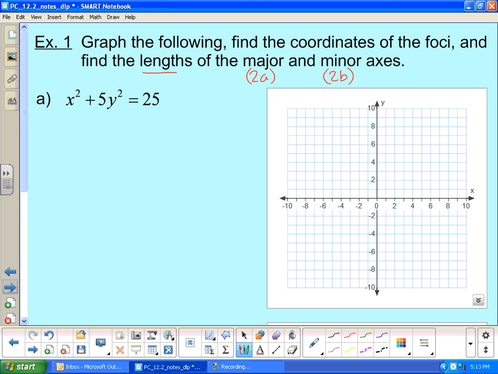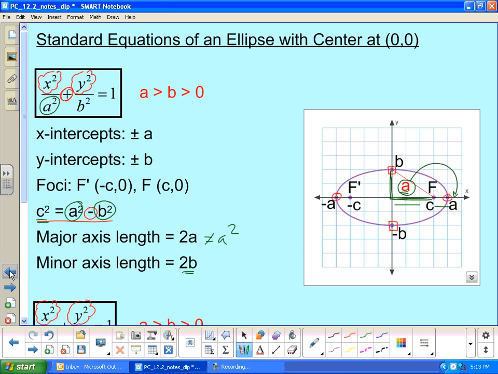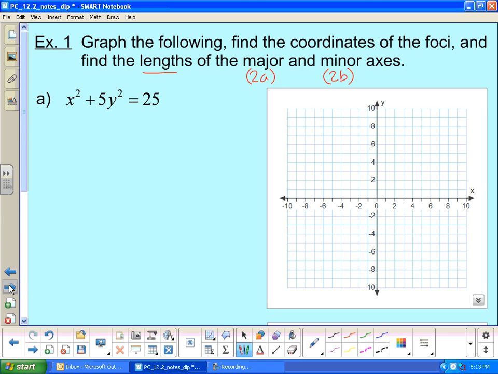Another key with the ellipse equation is that it and the hyperbola will always equal 1. So in this problem here, where I don't equal 1, I'm equal to 25, I can make that equal to 1 simply by dividing everything by 25. Now I get to see my A's and my B's. So simplifying this, I get X squared over 25 plus Y squared over 5 is equal to 1.